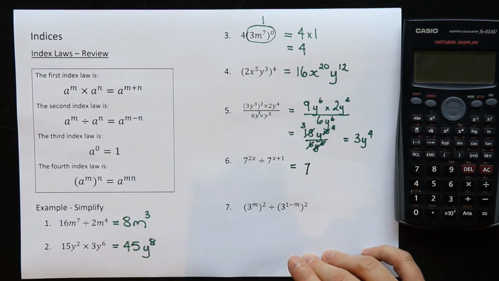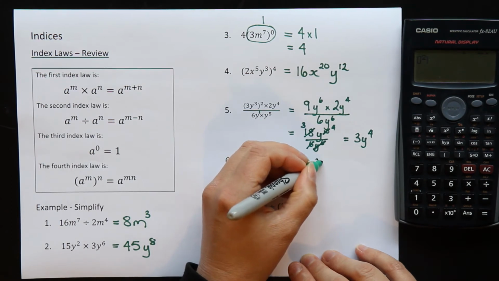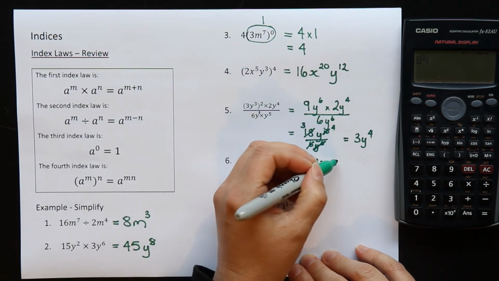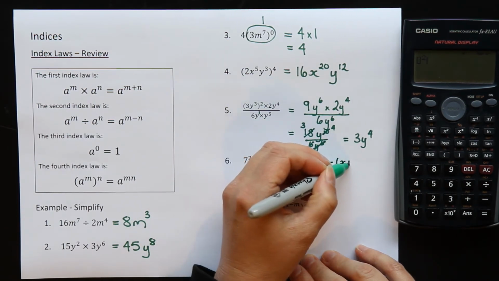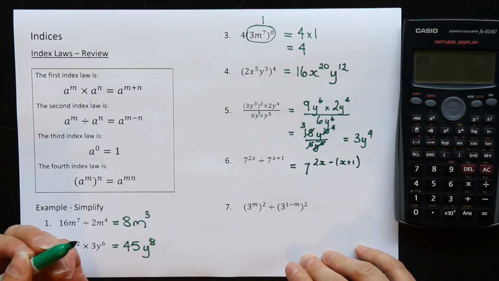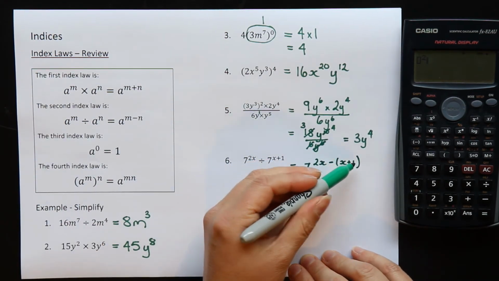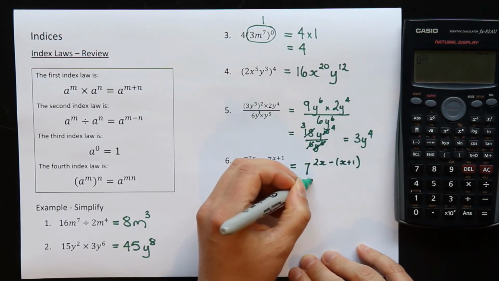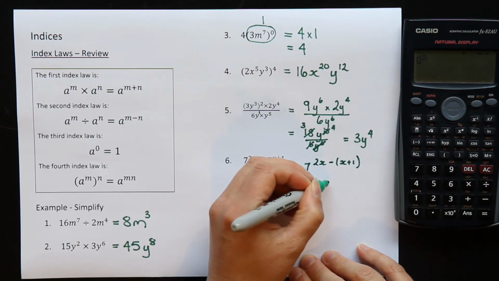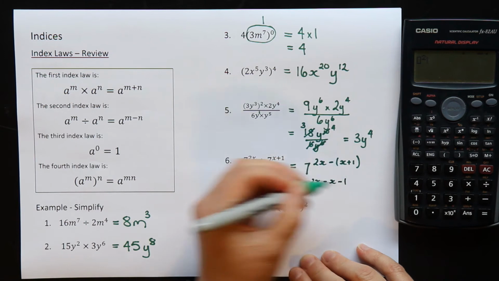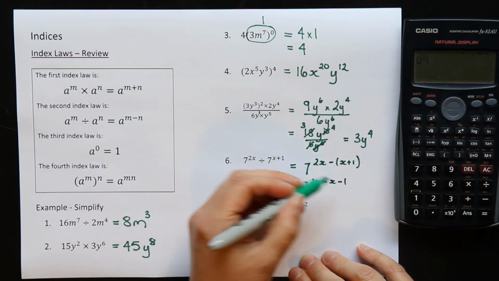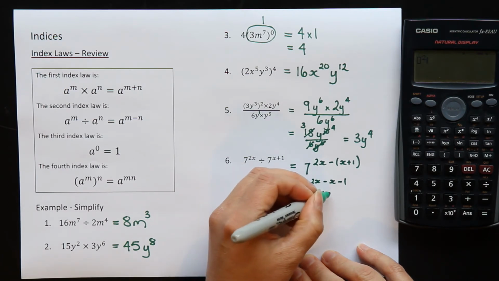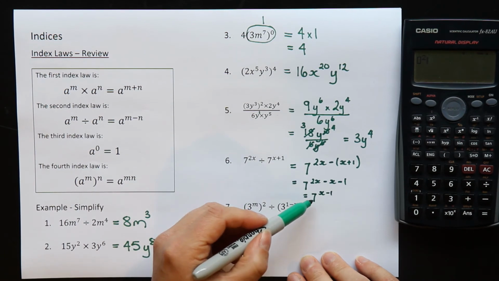So I have got a 2x, and then I want to subtract x plus 1. Okay, I've put that in brackets to make sure that the minus gets expanded the whole way through there. So let's expand that bracket out. 2x minus x minus 1. So 2x minus x makes 1x, or just x, and minus 1. So my simplified answer is 7 to the power of x minus 1.